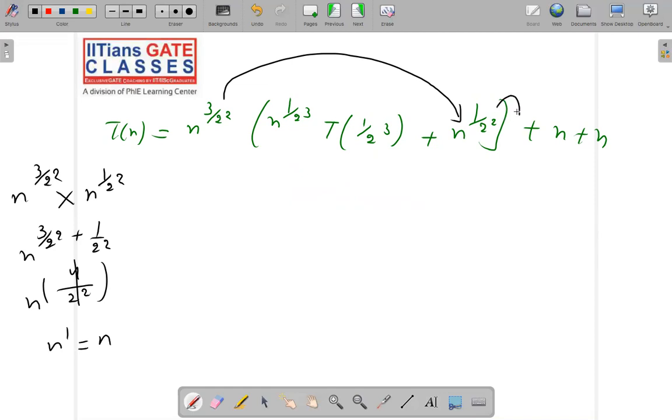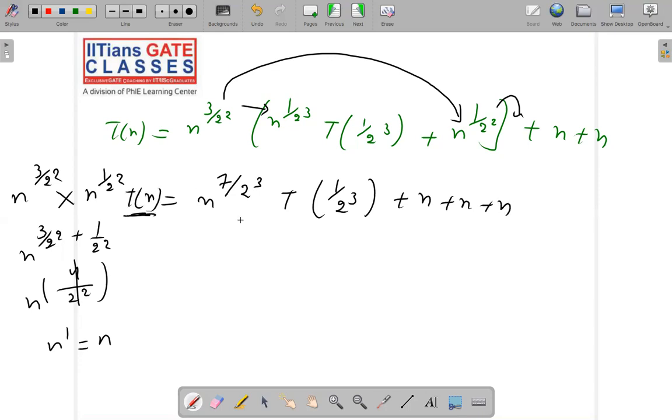Right, this will again become one more n. Again, it will become one more n. And if you multiply these two, the power will get added and it's n upon 7 divided by 2 cube, right? I hope we reach till here and you understand it. I hope you understand till now, right?